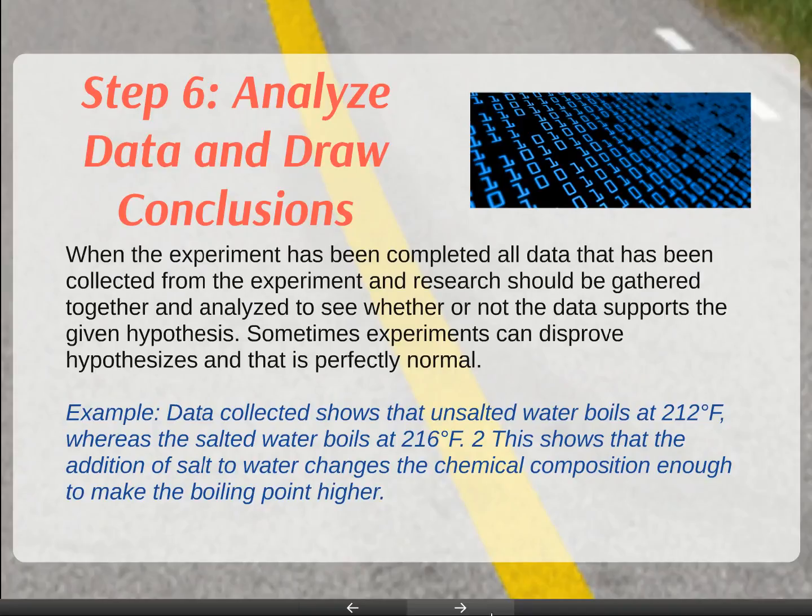Step 6. Analyze data and draw conclusions. When the experiment has been completed, all data that has been collected from the experiment and research should be gathered together and analyzed to see whether or not the data supports the given hypothesis. Example: data collected shows unsalted water boils at 212 degrees Fahrenheit, whereas salted boils at 216. This shows that the addition of salt to water changes the chemical composition enough to make the boiling point higher.